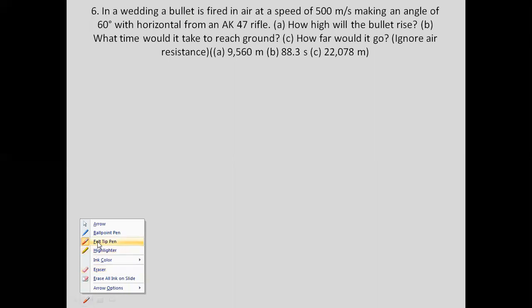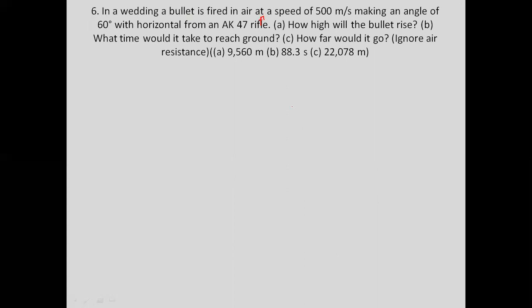Moving on to the next question, which is about projectiles, which says: in a wedding, a bullet is fired in the air with a speed of 500 meters per second, making an angle of 60 degrees with the horizontal, from an AK-47 rifle. The spelling of the rifle is wrong over here. Let me correct it. It must be two F's, I think. If it is not, just please say something in the comments. No problem.